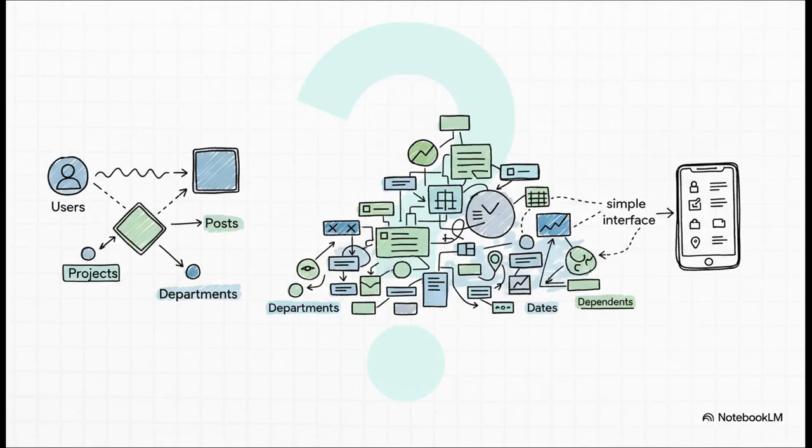Just think about any app you use every day. Spotify, your banking app, whatever. Behind that clean, simple screen, there is a massive, tangled web of data. You've got users, projects, departments, dates, you name it. So how in the world does the app know that this employee works in that department on that project? Well, that's the big puzzle we're solving today.